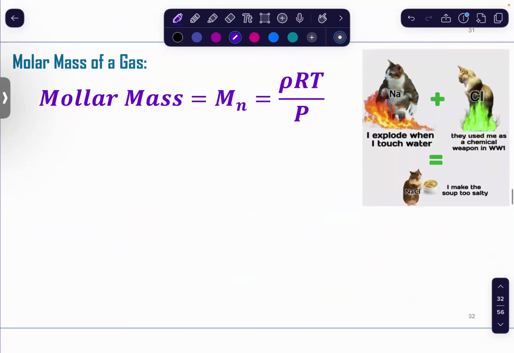So, molar mass of a gas. We can use the ideal gas equation to figure out molar mass. Now here, you see your equation. The molar mass of your gas is, so again, remember rho, that's the Greek letter rho, that's density. So density times R times T divided by pressure.